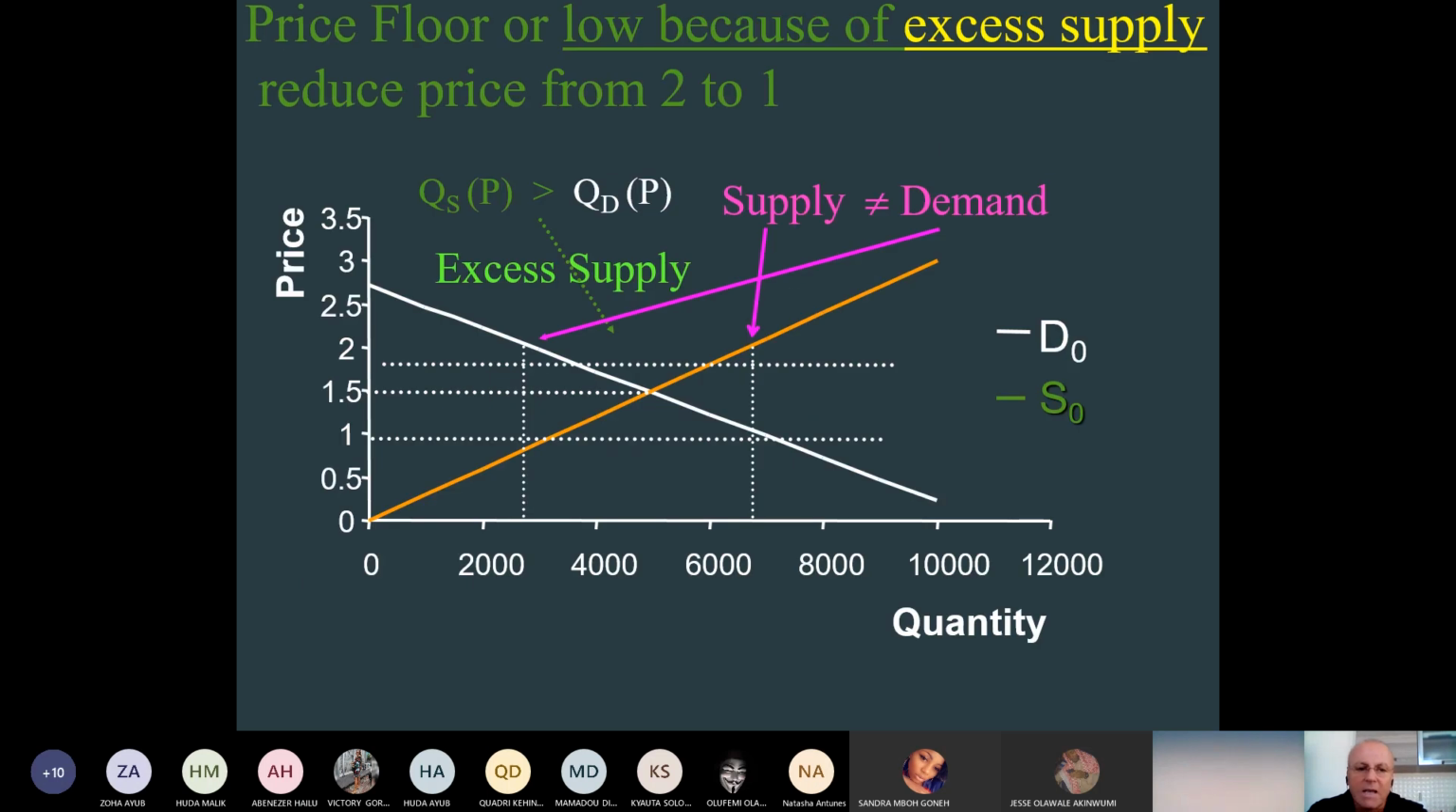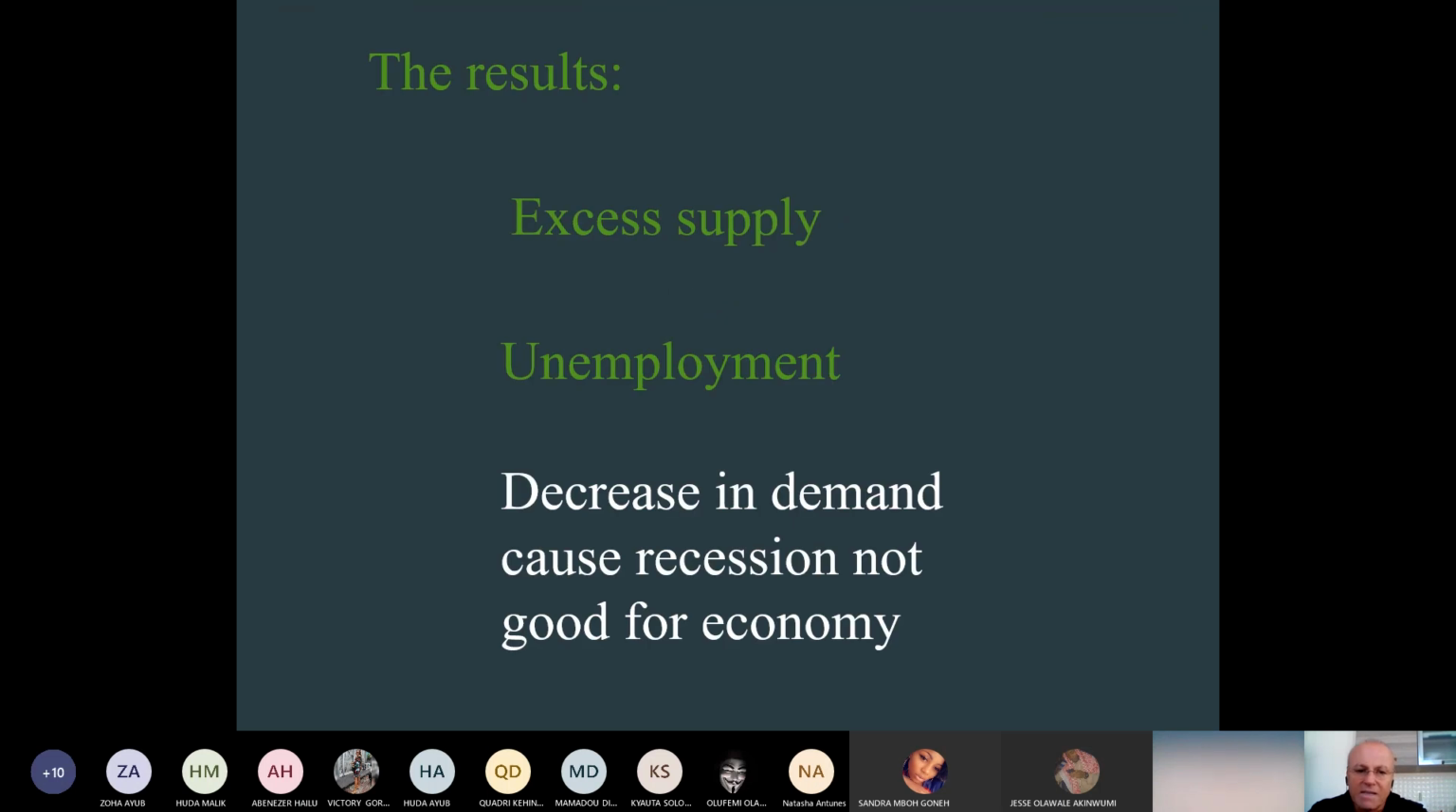Let's see when this excess supply is now in the market. What is happening? As you see, now there is more supply than demand. Then, of course, excess supply is a problem again in the market, as I mentioned to you, it is not good. There is more supply and, of course, less demand. And the results: there is excess supply, of course, unemployment and decrease in demand cause recession and it is not good for the economy. This is not good for the economy as a whole when the market is in this direction.